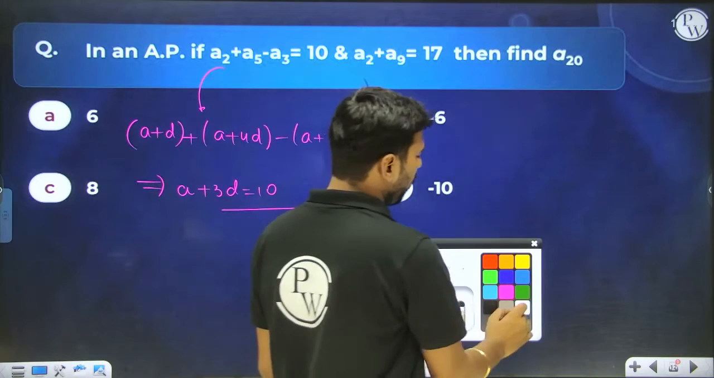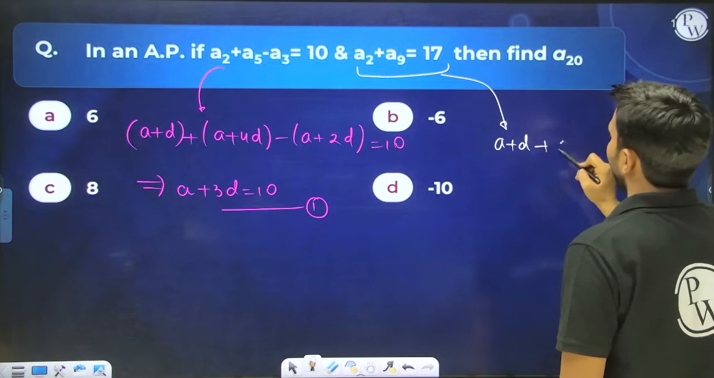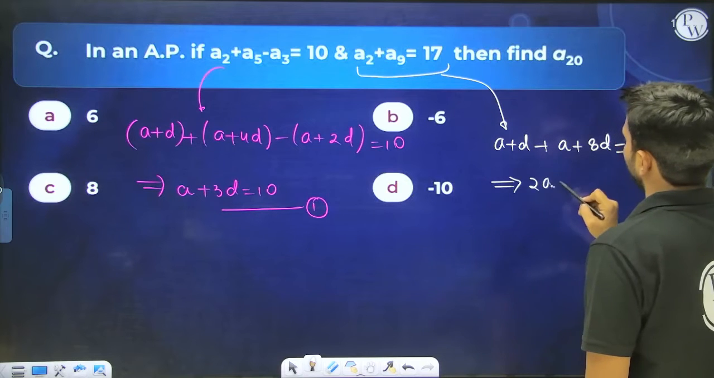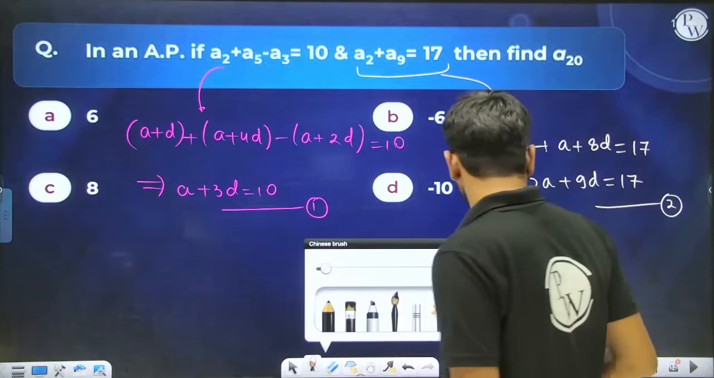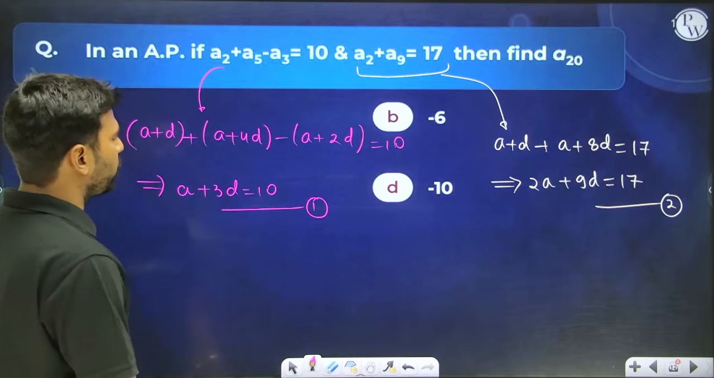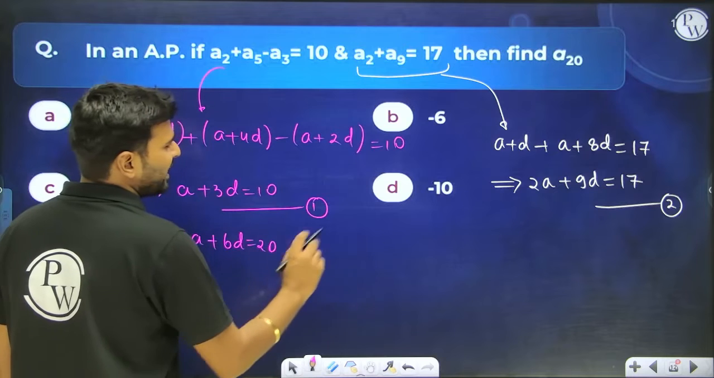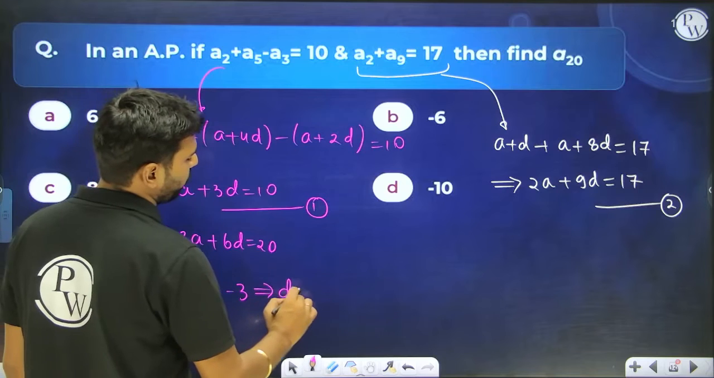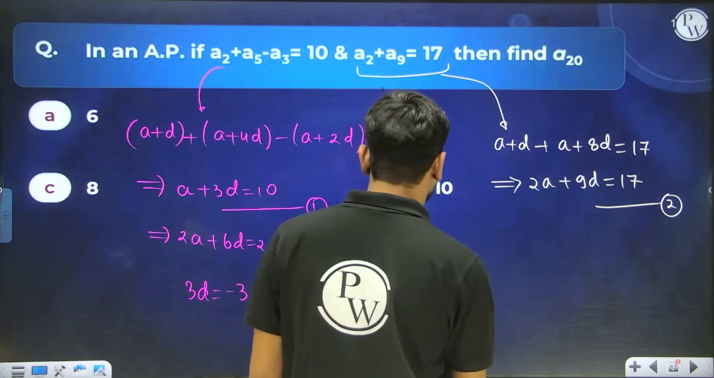Alright, moving ahead from here, if you see, A2 is nothing but a plus d and A9 is nothing but a plus 8d. Okay, so over here this becomes 2a plus 9d equal to 17, calling it as equation number 2. So if we solve these two equations, two unknowns are there, a and d. Can we find out the values? Okay, if we multiply equation 1 by 2, then we're gonna get 2a plus 6d is equal to 20. Now subtracting the two equations, 3d's value is going to be equal to minus 3, that means d has to be equal to minus 1, and if d's value is equal to minus 1 means a's value is going to be nothing but equal to 13.